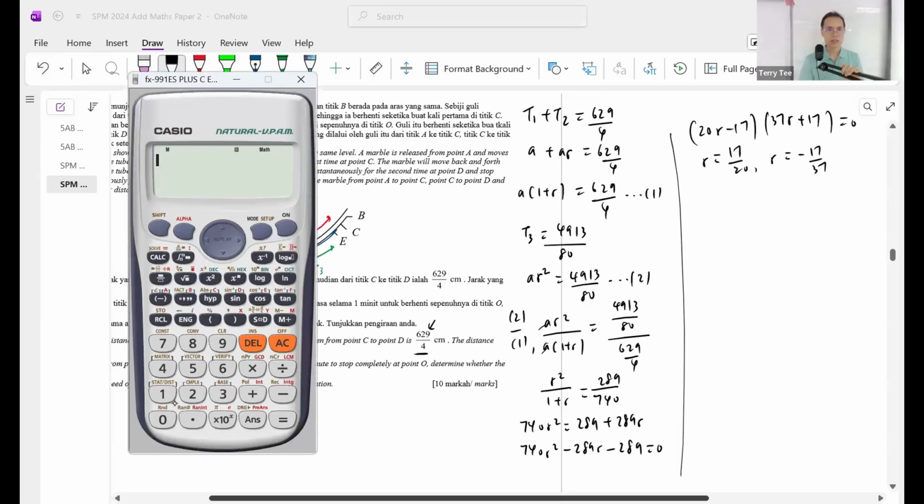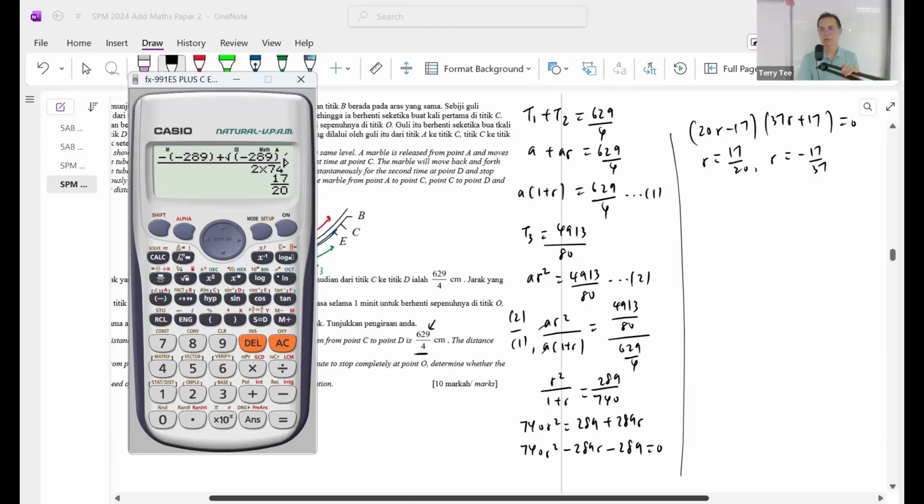Now, if not, you can use the quadratic formula. Quadratic formula works like this. You press minus b. B is negative 289, plus minus. Just put the negative first. Negative 289, close bracket, squared, minus 4, a is 740, c is negative 289, over 2a. Your a will be 740. So there you go, first answer is this. Correct? But you show your working. Show your quadratic formula. Then just change the minus here to plus.